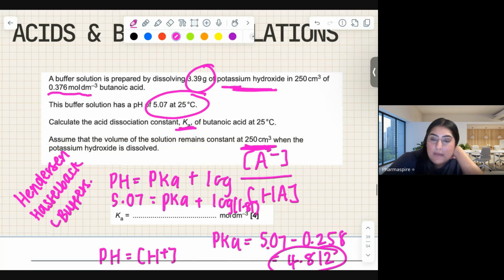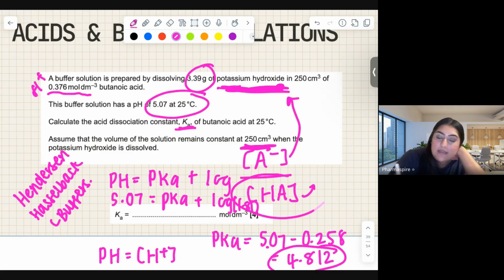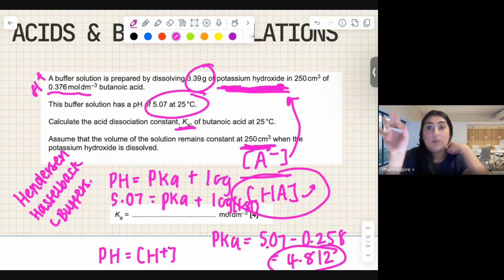So A minus is your salt, which we know this is a salt, isn't it? Potassium hydroxide is your salt, and HA is your overall acid. That's why I put that one as A minus. That's why I subtracted them, because I need to work out my HA, and that's why I did that. Did you explain that again, Kanisha? I know it's really hard, but yeah, happy, cool.